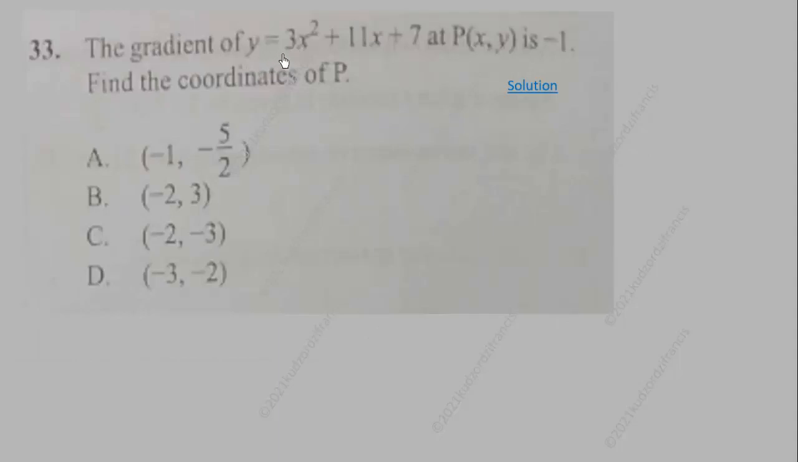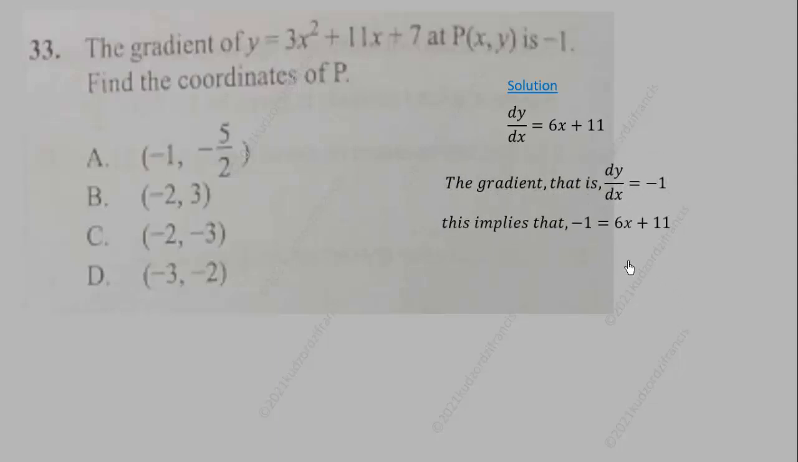The gradient of y equals 3x squared plus 11x plus 7 at P(x, y) is negative 1. Find the coordinates of P. So we're given the function 3x squared plus 11x plus 7. The first derivative will give us the gradient, which is the gradient function dy/dx equals 6x plus 11. And this is equal to negative 1, so we equate it to negative 1.